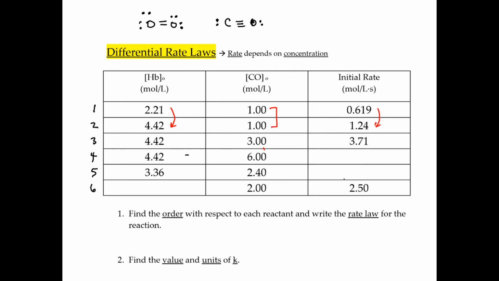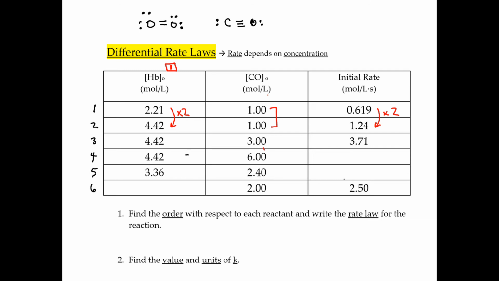We doubled the concentration of the hemoglobin, so this was times 2, and that also happened to double the rate. So the question is, Hb, hemoglobin, to what power, a double to what power gives you a double? So the answer is 2 to the first gives you 2. So now we're going to write a 1 here for the exponent of the hemoglobin.